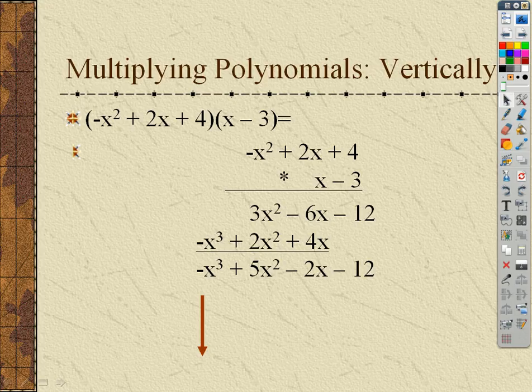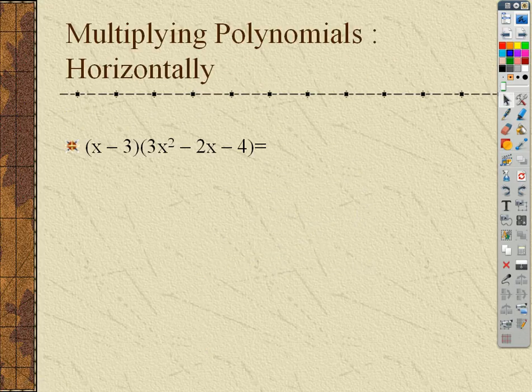No biggie. What if we wanted to multiply horizontally? Also very simple. We would just distribute. We would just distribute from the smaller polynomial, the one with 2 terms, to the one with 3 terms. So we only have to distribute twice instead of 3 times. And so what are we going to get if we distribute the x here?